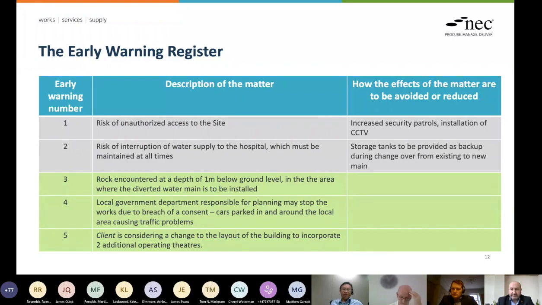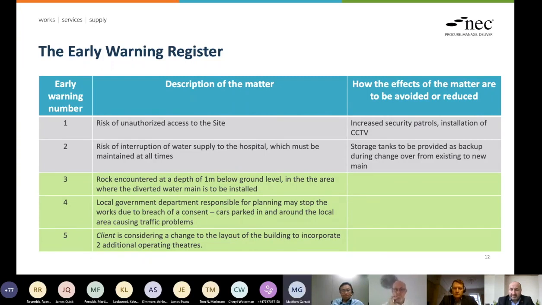So I think from that perspective, to a certain extent they would be similar, but the early warning register would be a live document and will keep being updated during the course of the contract, depending on the early warning given by the relevant party. Thank you. Anybody want to add to that?